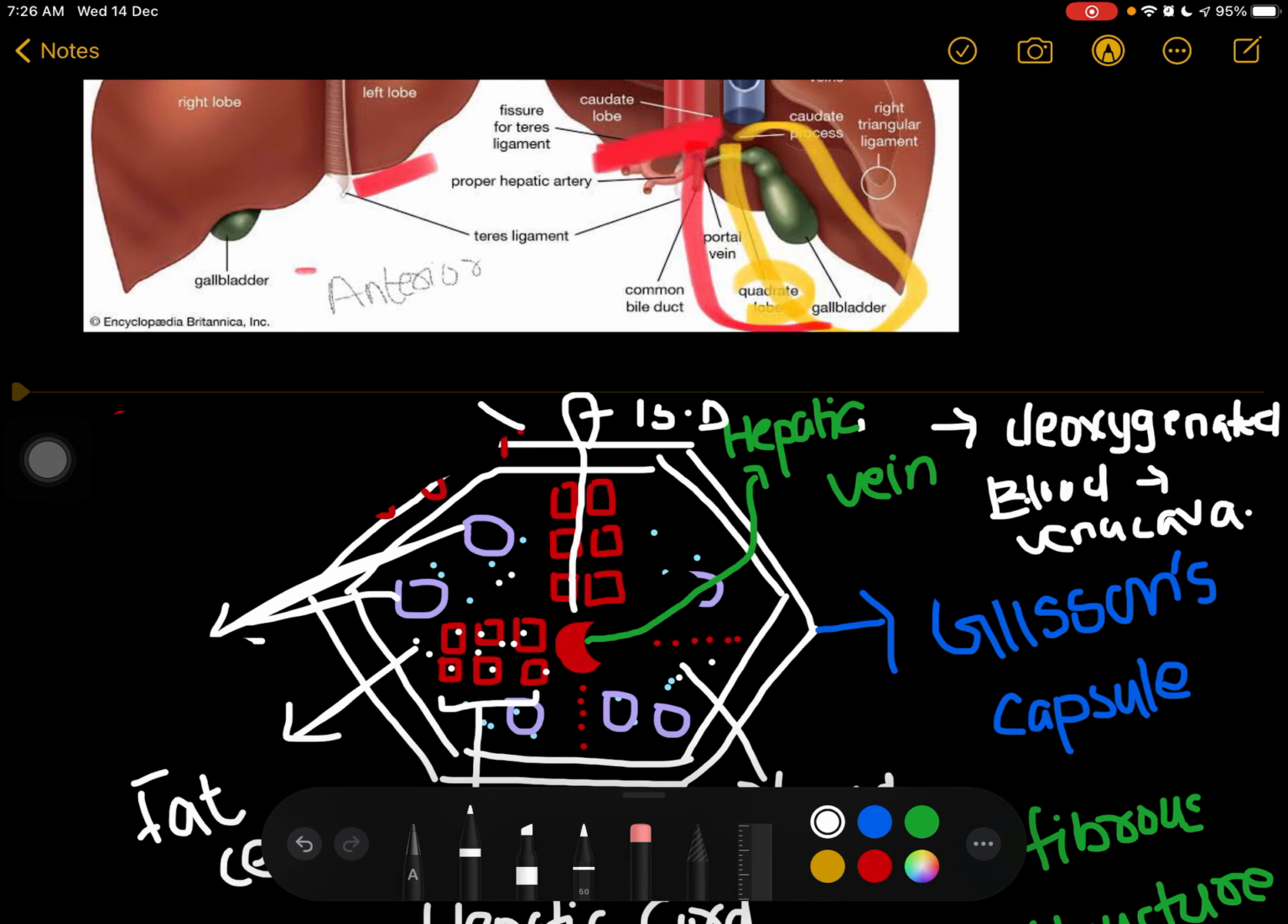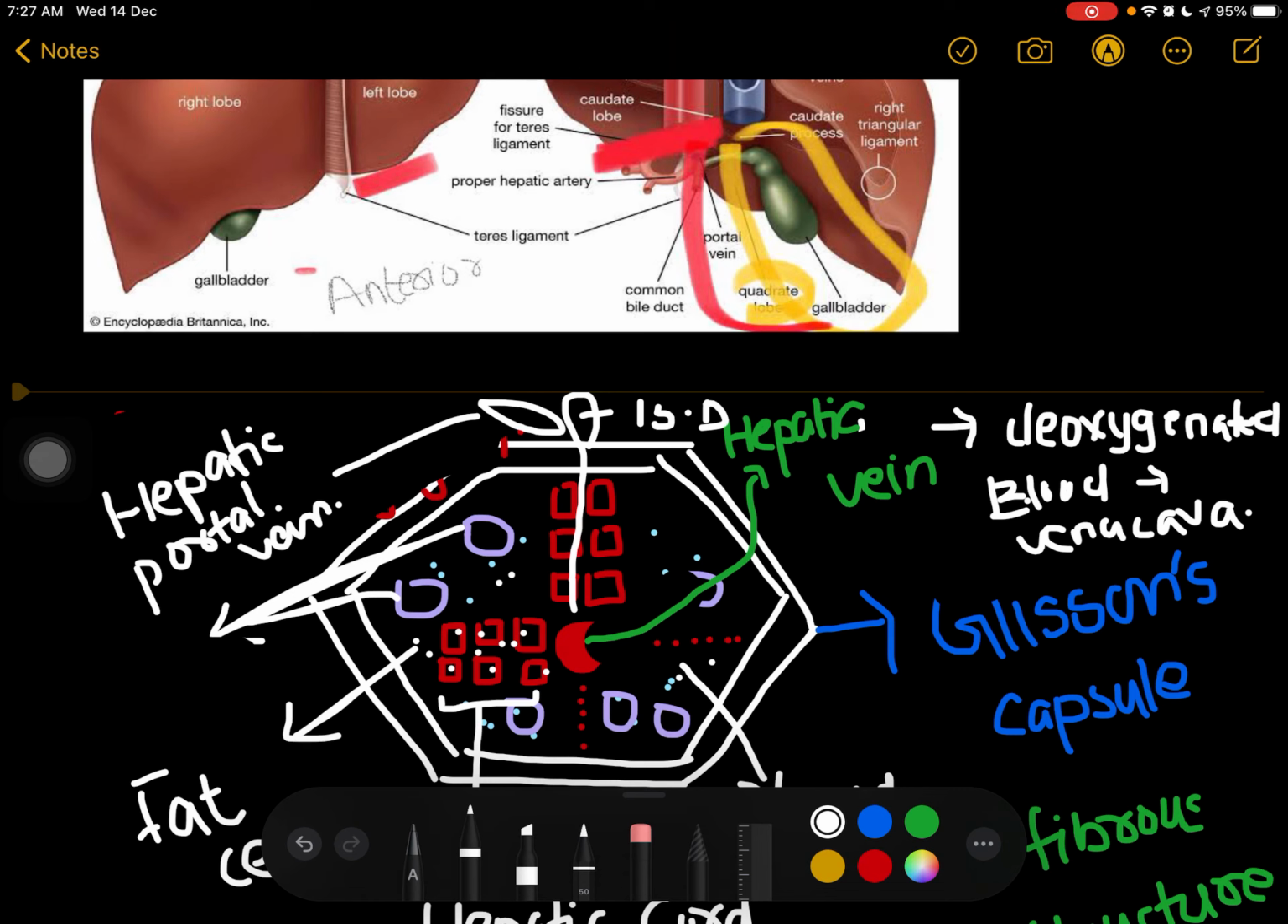Here we also have another vessel known as the hepatic portal vein. Wherever you see the word portal, it means the blood is coming from other organs. It is a vein providing nutrients from other organs, like the small intestine, pancreas, spleen and gallbladder, and it provides nutrients to the liver. So the function of the hepatic portal vein is to provide nutrients to the liver.